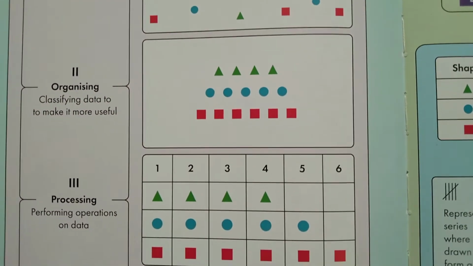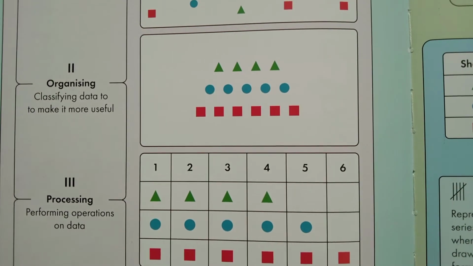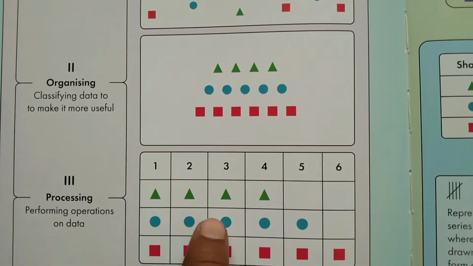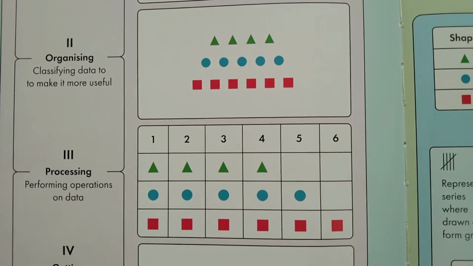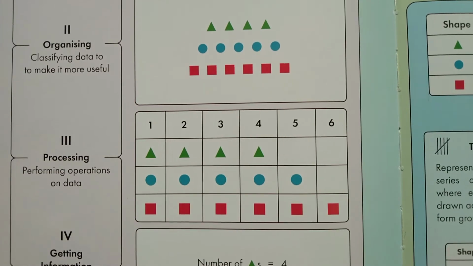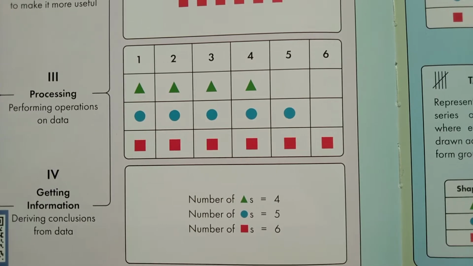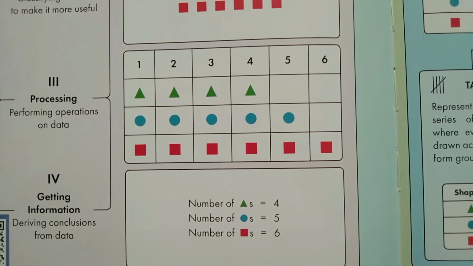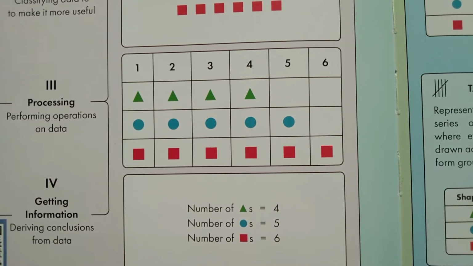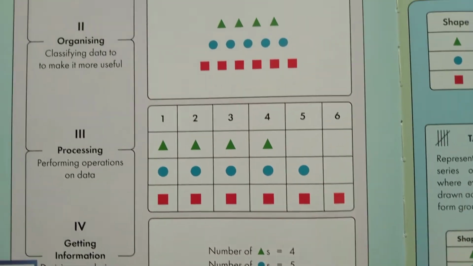And then we are processing, I mean performing operations on data. So here we have 4 triangles, 5 circles, and 6 squares. That is about processing. And the last one is getting information, I mean deriving conclusions from the data. Hence the number of triangles equals 4, the number of circles equals 5, and the number of squares equals 6.